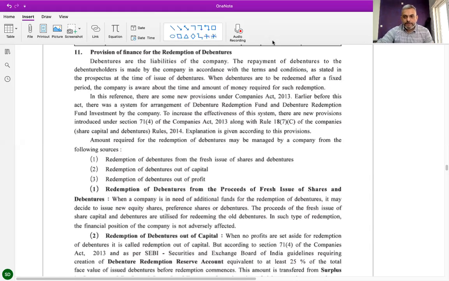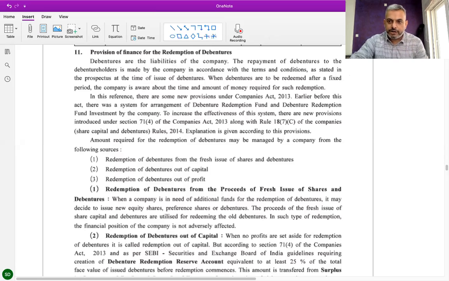Okay, so today we are going to study sources of finance for redemption of debentures. You have already seen in the previous lecture that debentures have to be redeemed after a particular period of time. When we are redeeming the debentures, suddenly there is a flow of money going out from your company to the debenture holder's pocket. So basically, how do you finance the redemption of debentures is what we are going to study.